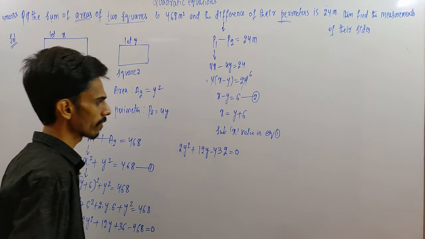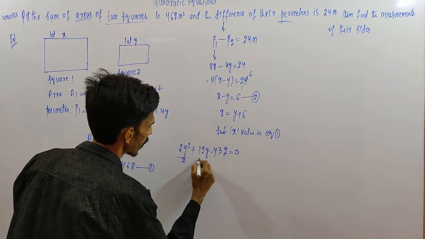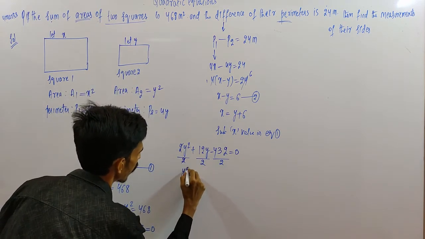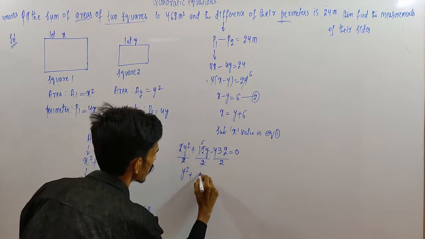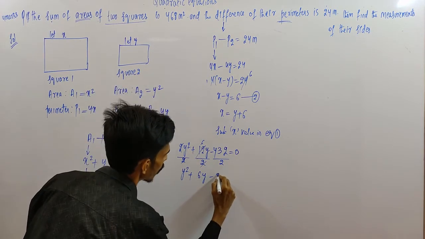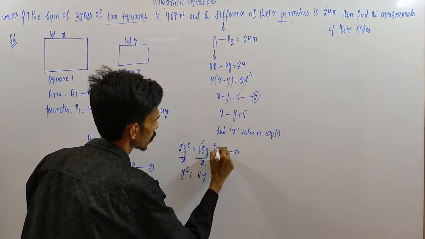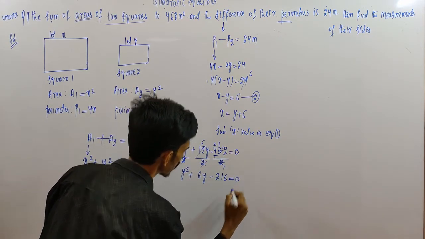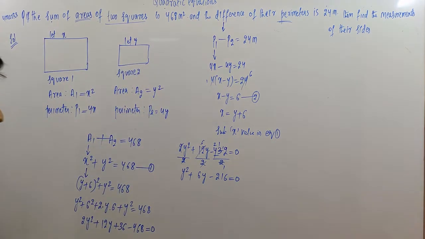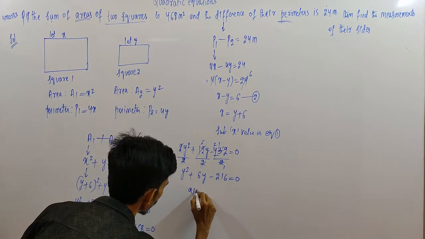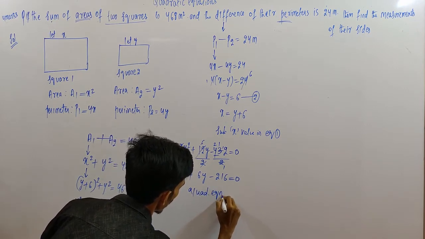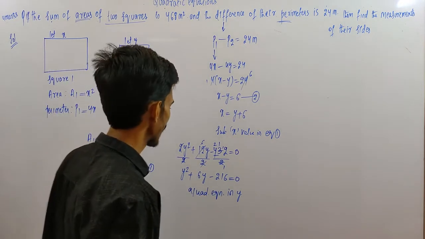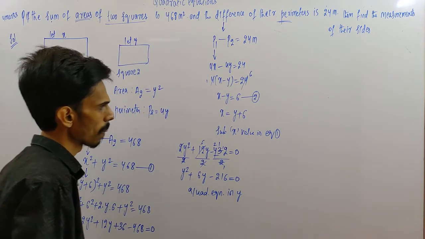Here we have coefficient of y square as 2. So divide this complete equation by 2. This will become y square, and this will become 6y, minus 2 ones are 2, 2 sixteens are 216 equal to 0. Now we have a quadratic equation in y. We can factorize this or we can use a formula.